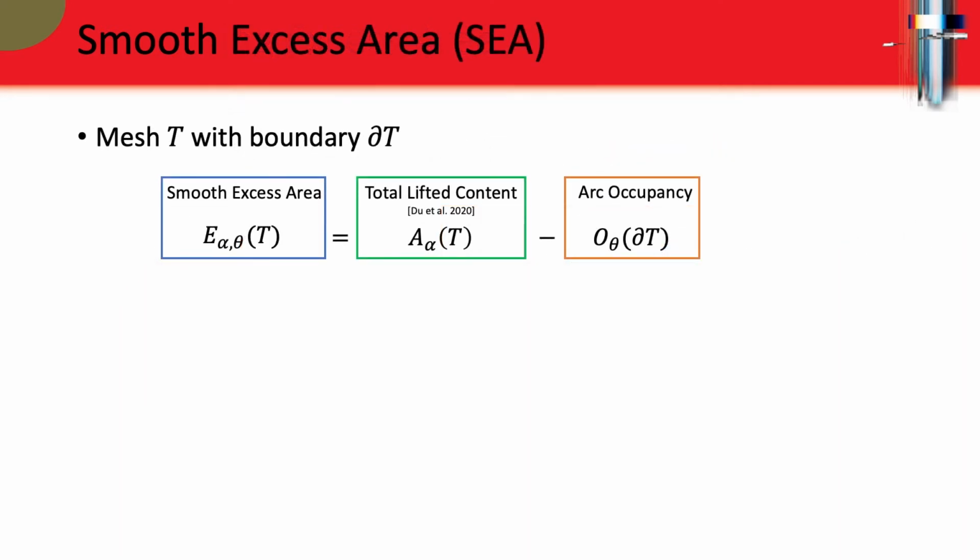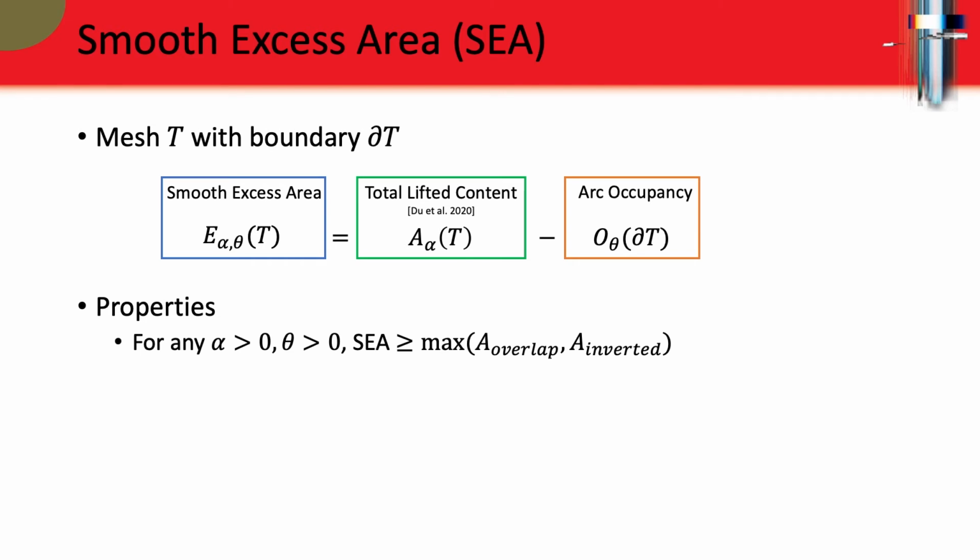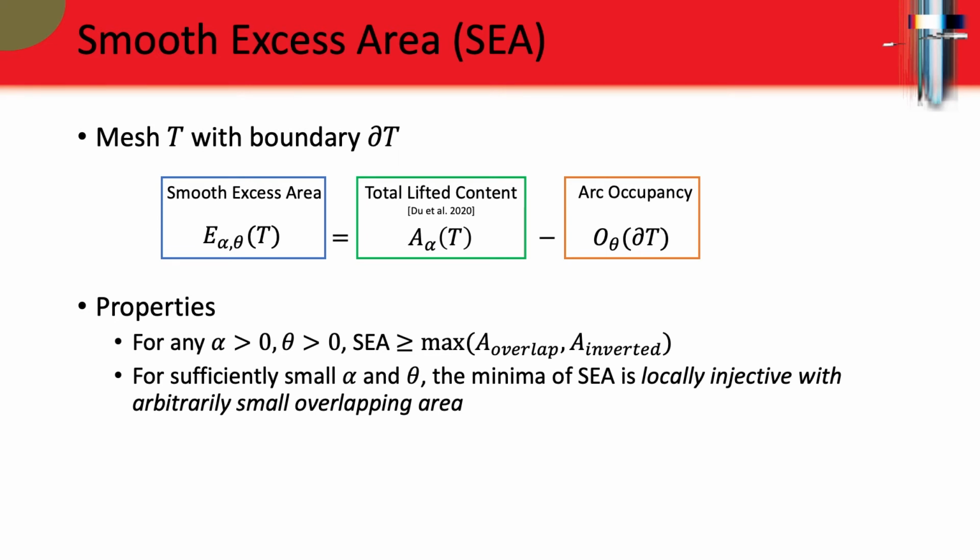We show that the resulting smooth energy, which we refer to as the smooth excess area, or SEA, enjoys several theoretical properties. First, SEA is an upper bound for both the total overlapping triangle areas and the total areas of inverted triangles. That is, it captures the non-injectivity of a map. Second, and more importantly, the global minima of SEA are guaranteed to be locally injective, and its overlapping area can be made arbitrarily small for sufficiently small alpha and theta. Although this theoretical guarantee only concerns the global minima, we find that minimizing the energy using an off-the-shelf quasi-Newton solver is quite successful in practice.